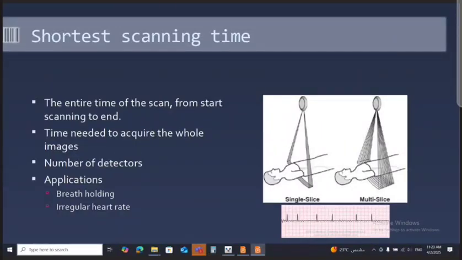artifacts. They are also efficient for cases of AF with irregular heart rate. With scanners of short scanning time, we can acquire in a single cardiac beat, and so we can perform the examination even in cases of AF.